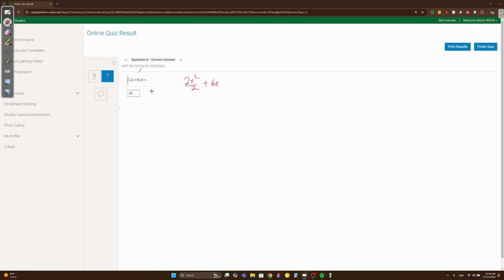Okay, I'm gonna go a bit fast. 2x squared over 2 is x squared plus 6x. Okay, you need to find this between 2 and 4. So first, get 4 squared plus 6 times 4 minus, oh, this should be square brackets.